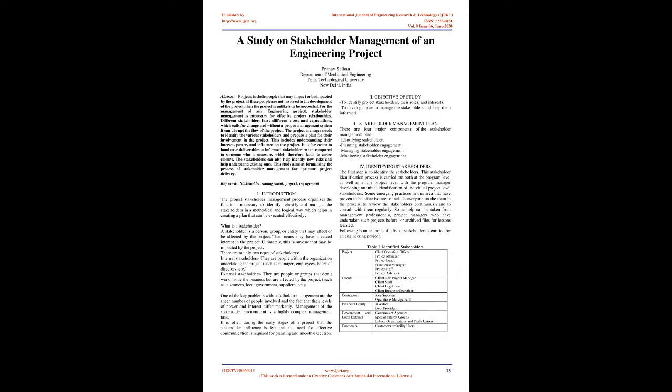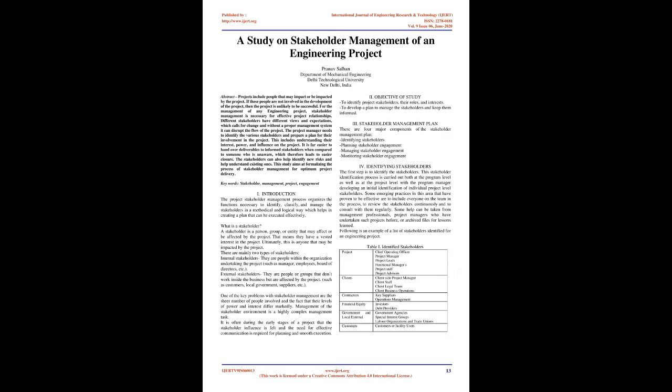There are mainly two types of stakeholders. Internal stakeholders are people within the organization undertaking the project, such as managers, employees, board of directors, etc. External stakeholders are people or groups that don't work inside the business but are affected by the project, such as customers, local government, suppliers, etc.